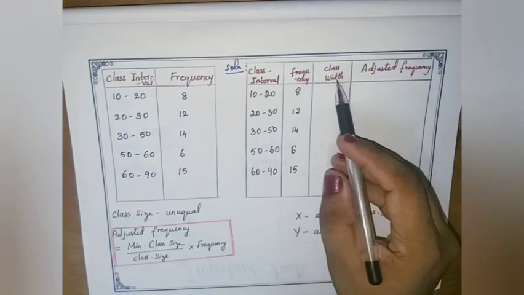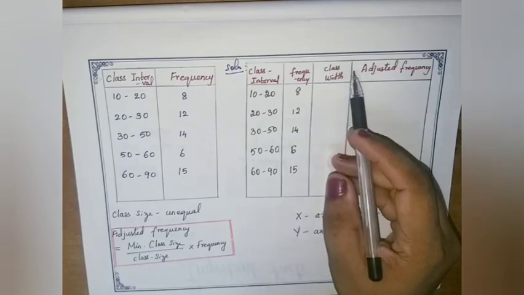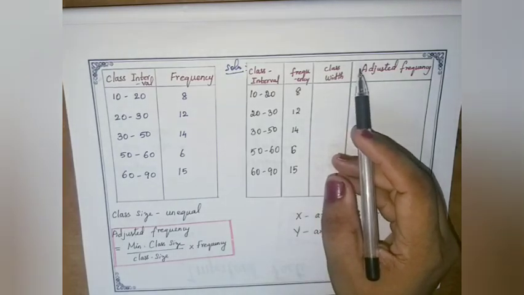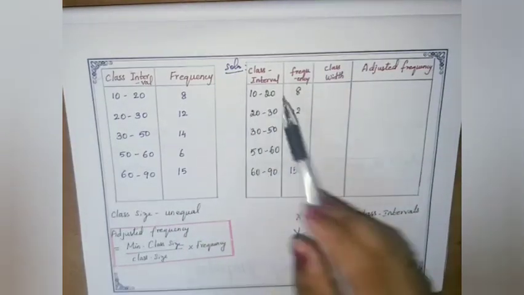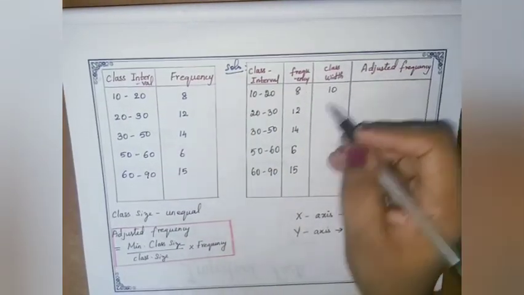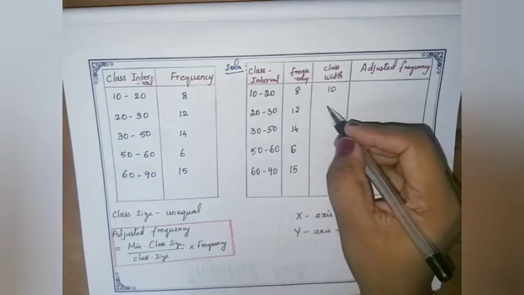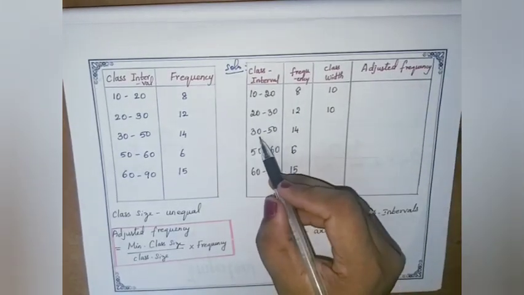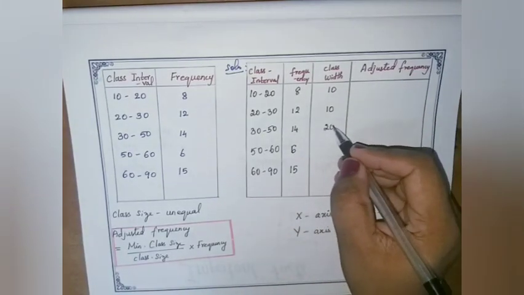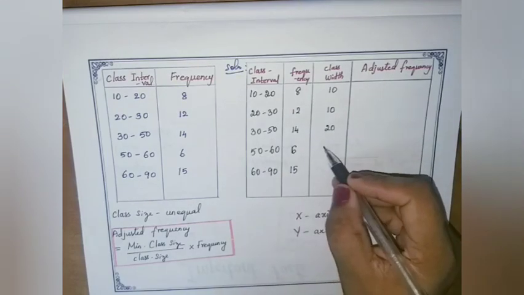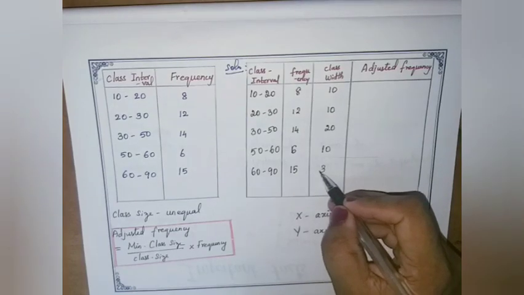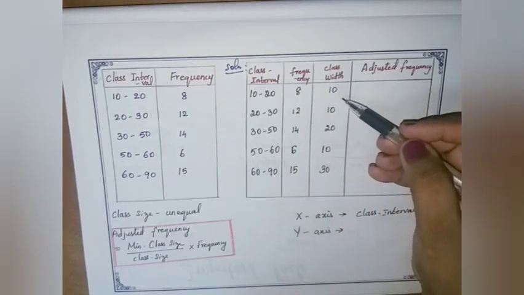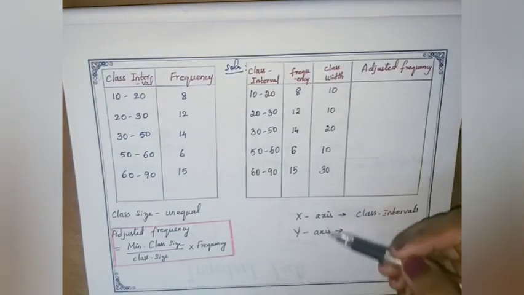The class width or class size is the difference between the upper class limit and the lower class limit. Here 20 minus 10, it is 10. 30 minus 20, it is 10. 50 minus 30, it is 20. 60 minus 50, it is 10. 90 minus 60, it is 30. You can see the unequal class width or class size.